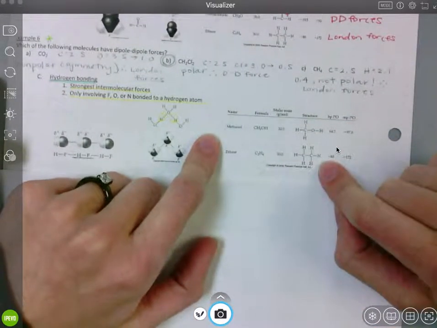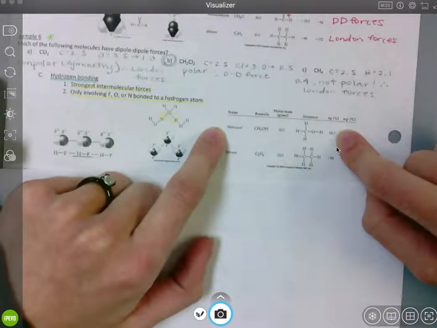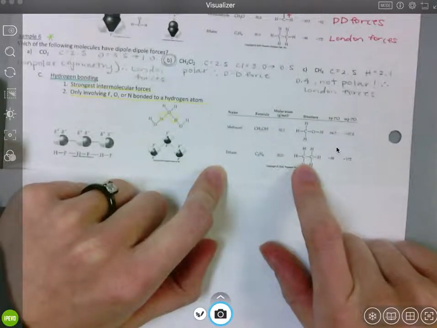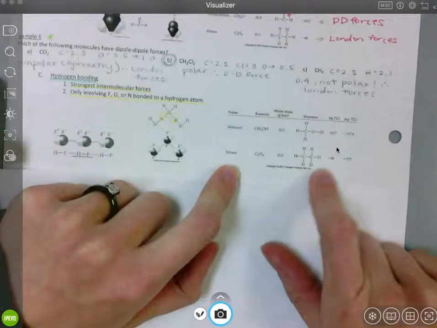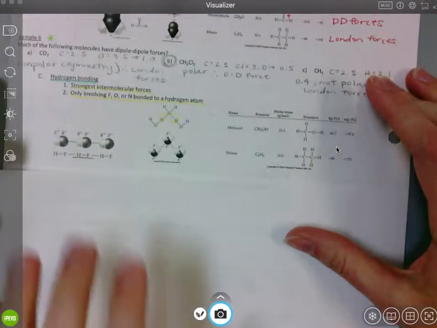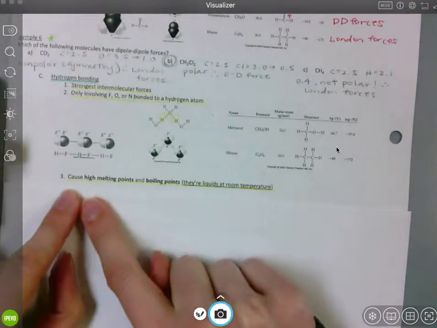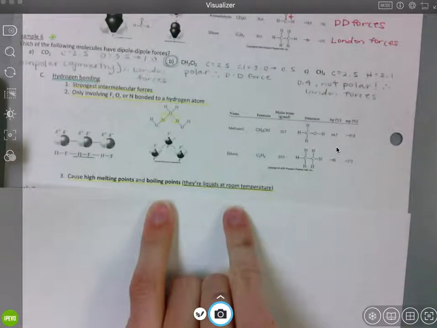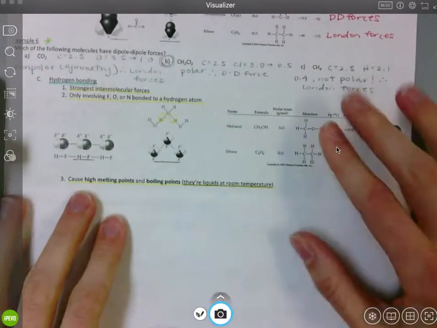Okay, so let's look at ethanol and ethane. Here we have an oxygen bonded to a hydrogen, and look at our boiling point, 64.7 degrees Celsius. With ethane, though, we don't have any hydrogen bonds present. This is a nonpolar molecule, so we only see London forces, and we have a really low boiling point. Ethane is going to be a gas at room temperature. Hydrogen bonds cause high melting points and boiling points because they have strong intermolecular attractions, and substances with them are going to be liquids at room temperature, so you do need to know that.